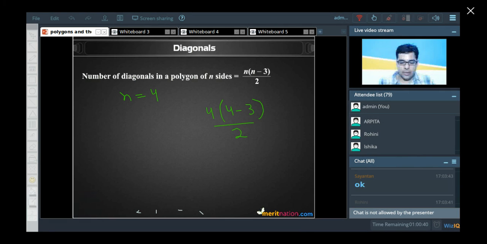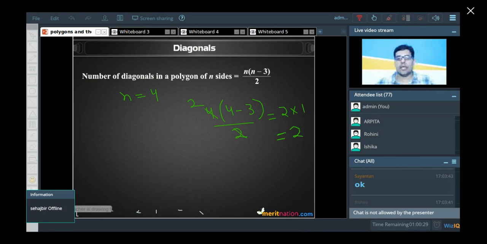That will become 2 and then 2 here. It will come as 2 multiplied by 1, which is 2. So we can say the number of diagonals in this polygon is 2.